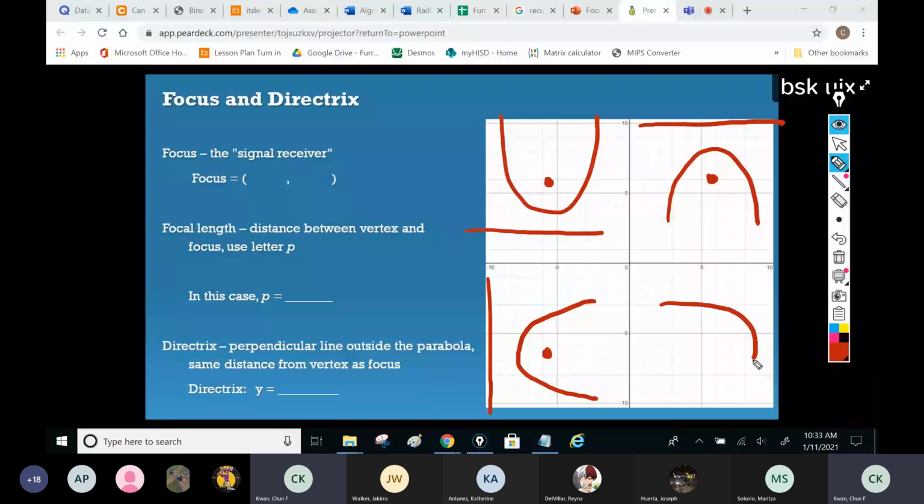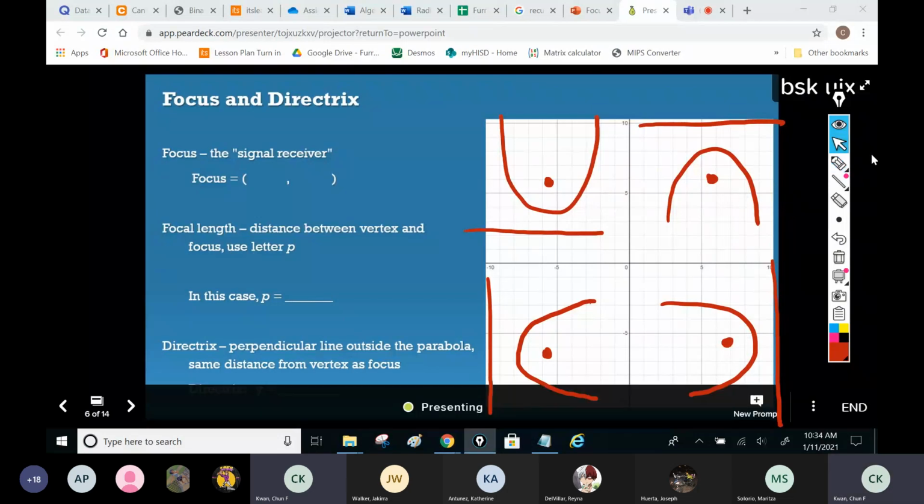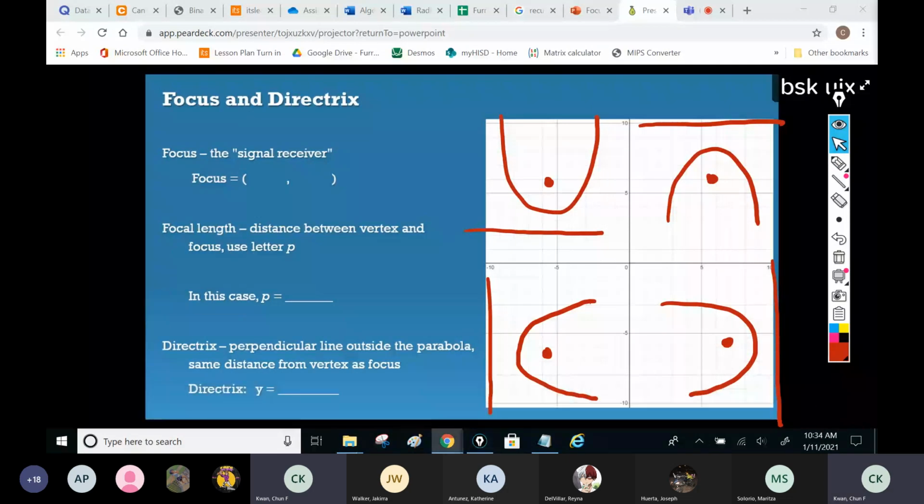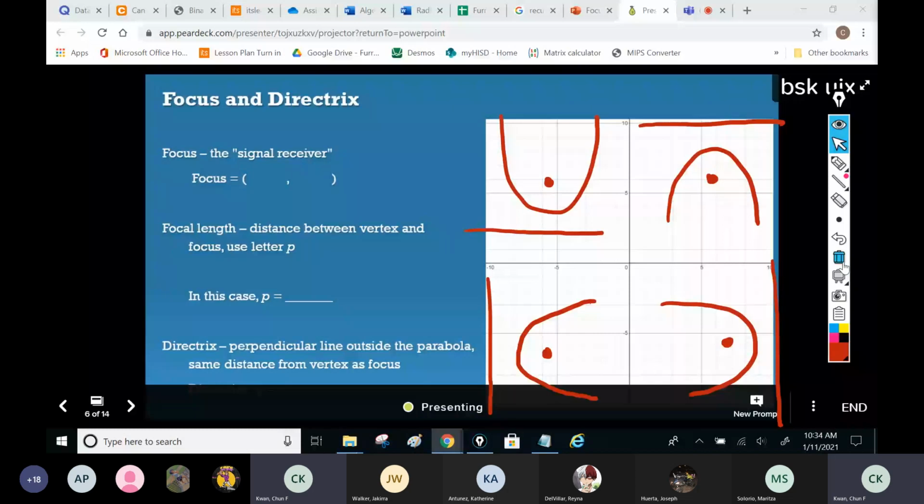So if it points to the right like this, now you have the focus inside right here. You have the directrix right here. All right, so it doesn't matter which orientation the graph is. Focus is inside, directrix is outside. All right, so far, I hope you guys are following.